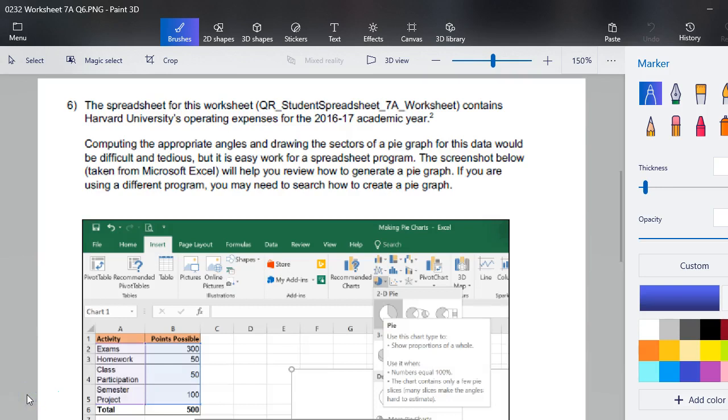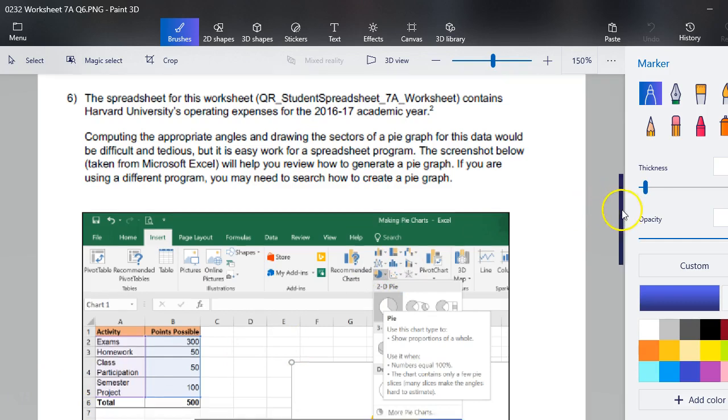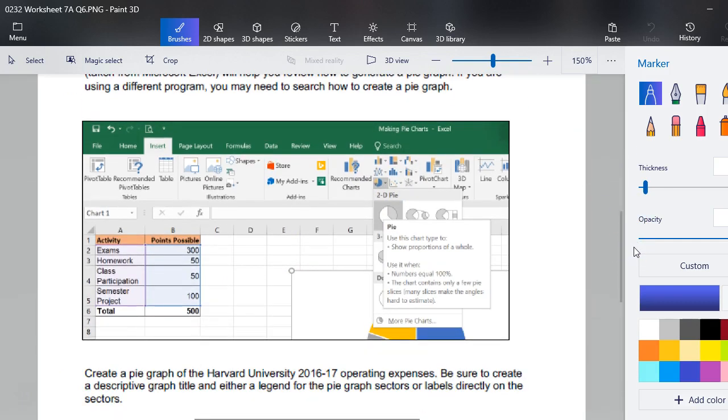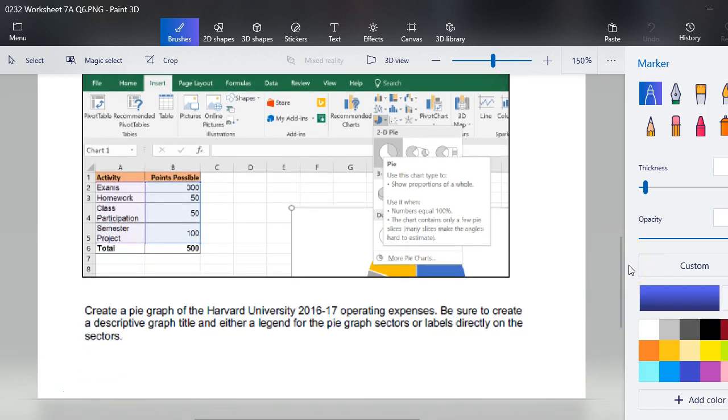I don't have a spreadsheet as this says on question 6 for Harvard University. However, computing the appropriate angles and drawing the sectors could be difficult and tedious, with it involving lots of minute or large percentages. Anyway, what I want to do is to look at what we are given here on question 6, where it mentions exams, homework, class participation, semester project. And I know on this one it asks us to create one for Harvard University, but I want to go ahead and just use the information right here in front of us, and let's create a pie chart.